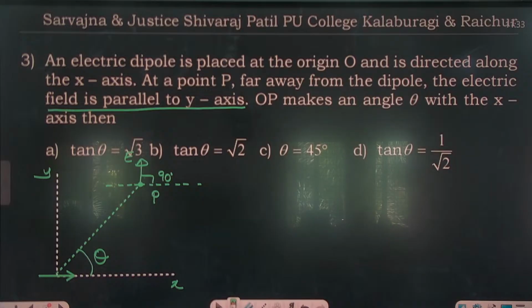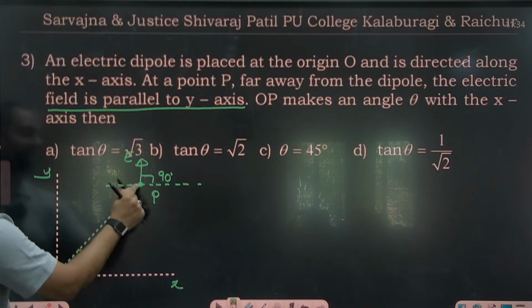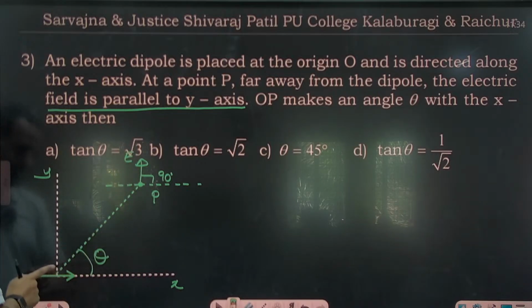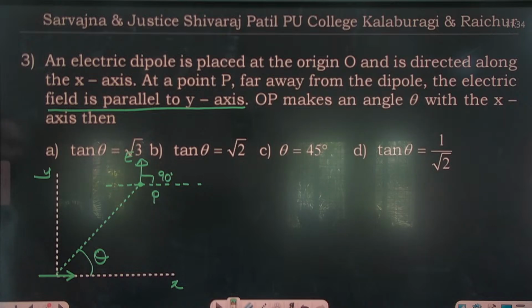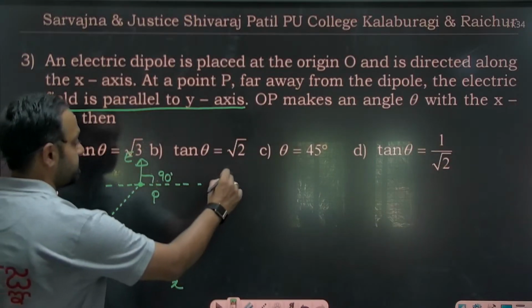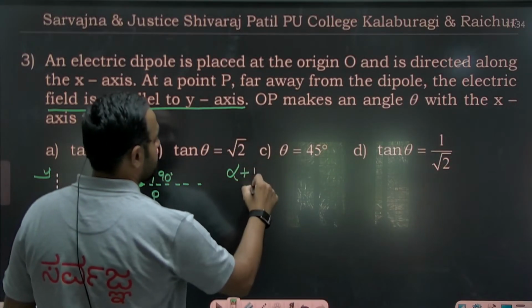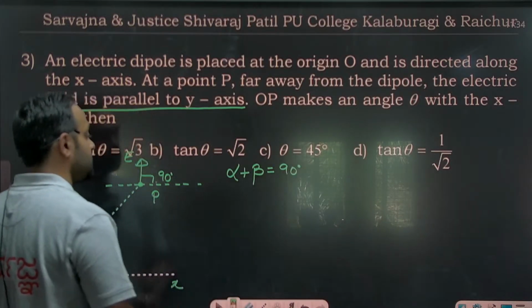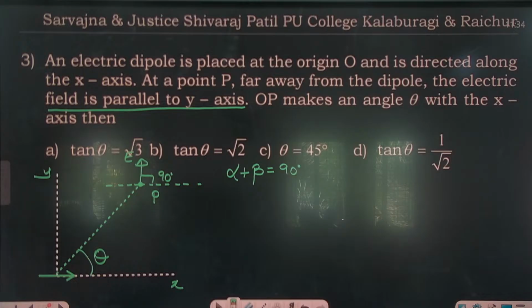So basically they're asking what should be the angle theta, yes or no? They're asking what the angle theta should be so that the electric field is perpendicular to the dipole. So using this only, what will be the value of alpha plus beta? Alpha plus beta, according to this given situation, will be 90 degrees.